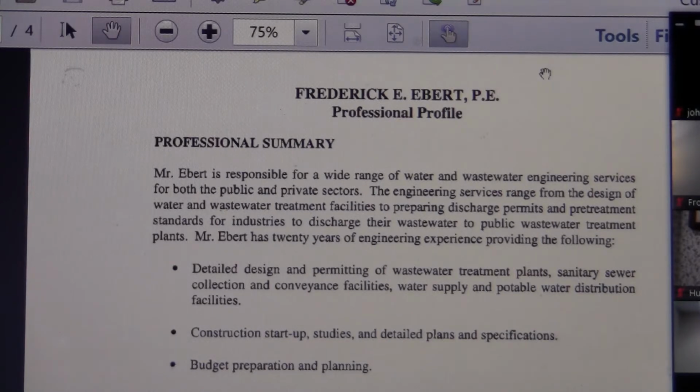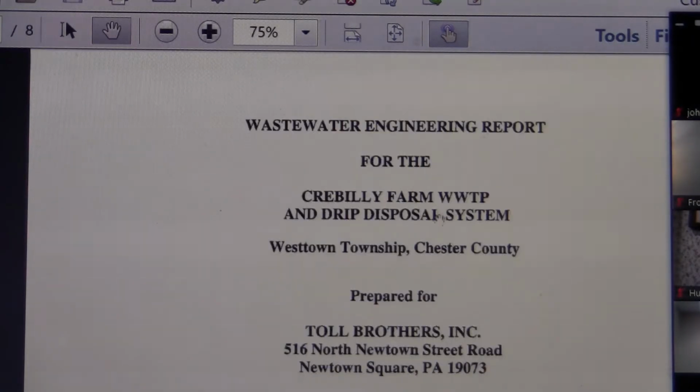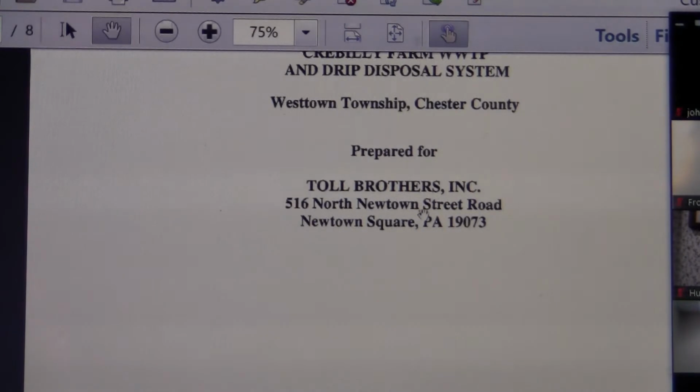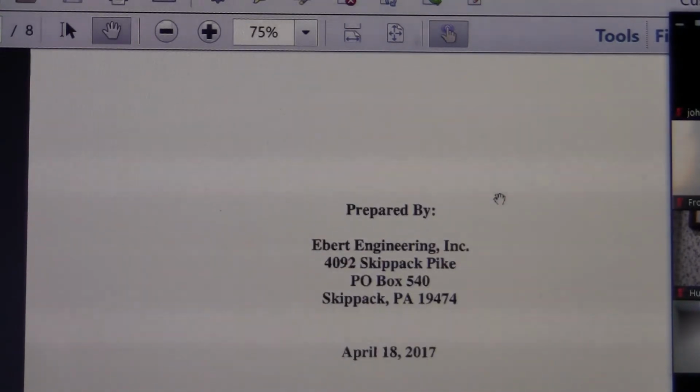Great, thank you, Fred. I'd like to show you what was previously marked as Exhibit A24. Is this a copy of your wastewater engineering report for the property? Yes. Can you scroll down to the date? Yes, that was the previous one. Dated April 18, 2017, correct? That's correct. Okay. And you did testify in the prior hearing for the application, is that correct?